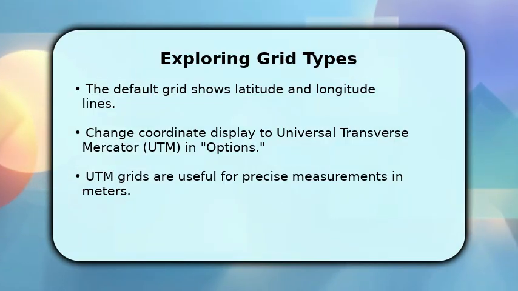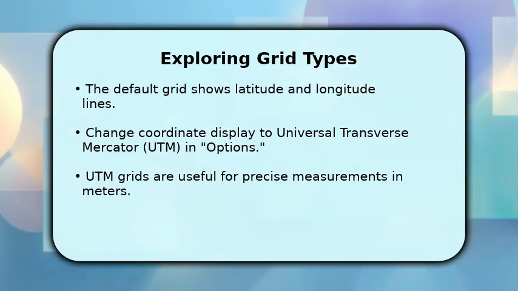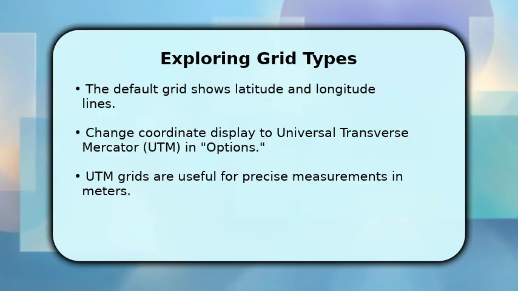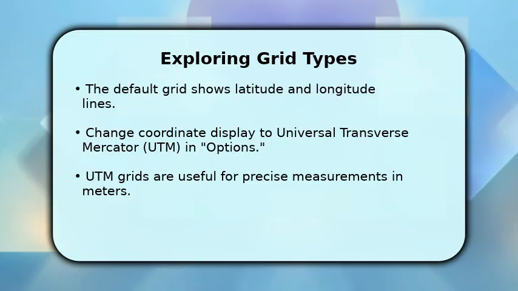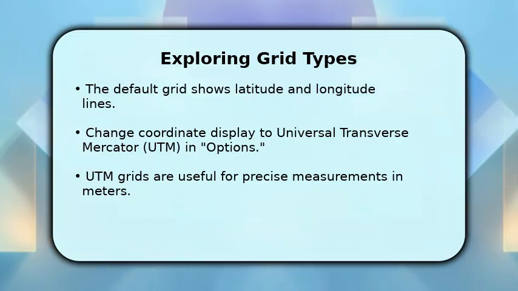For more precise, localized measurements, especially in meters, you can switch to a Universal Transverse Mercator or UTM grid. To do this, go to Tools, then Options, and under the 3D View tab, select Universal Transverse Mercator for your coordinate display. This change helps with detailed area analysis.